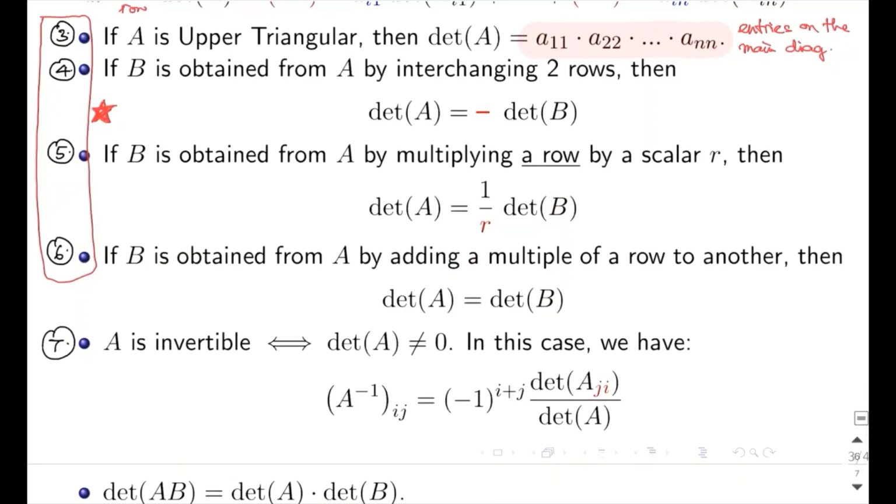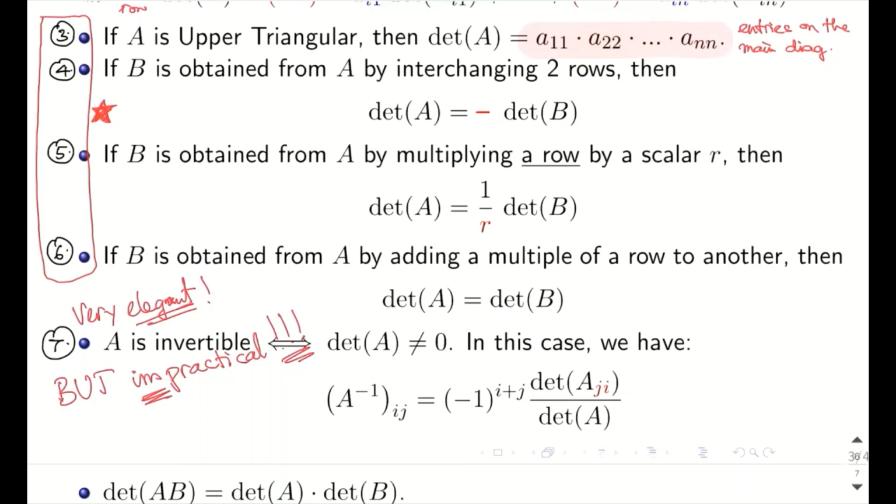7th property. This is the main reason why people were in search of something called the determinant, right? They are searching for a criterion to identify if a matrix is invertible or not, and a formula for the inverse matrix. The fact is that we do have that formula here, right? And the formula looks very elegant, but it is impractical.